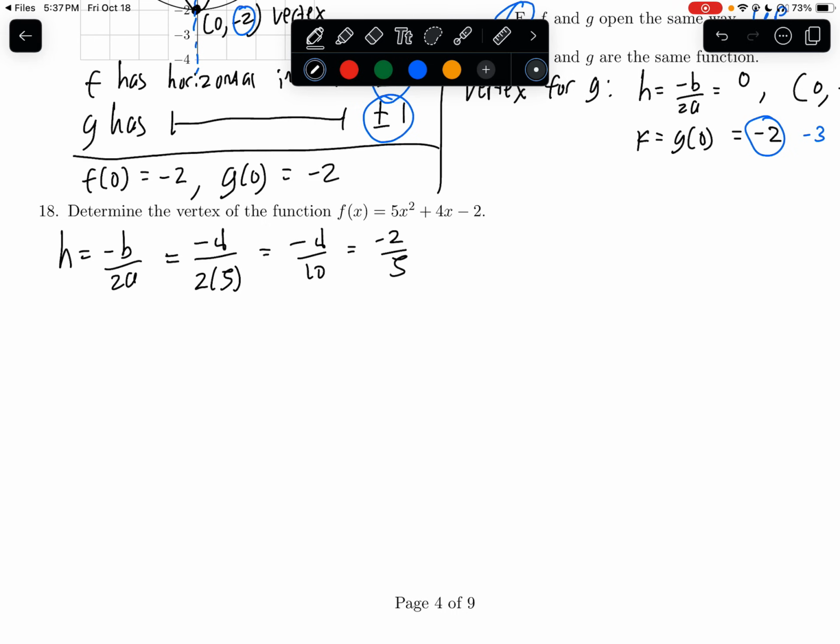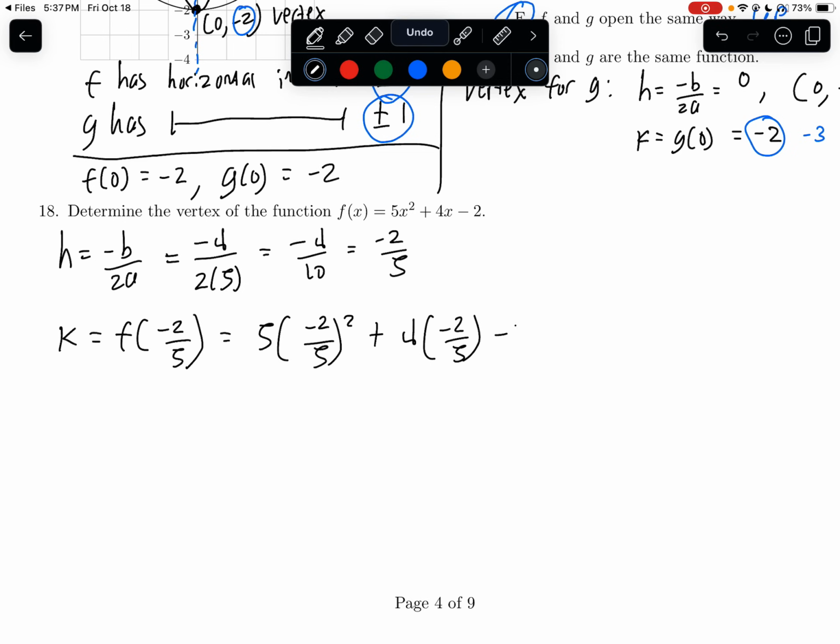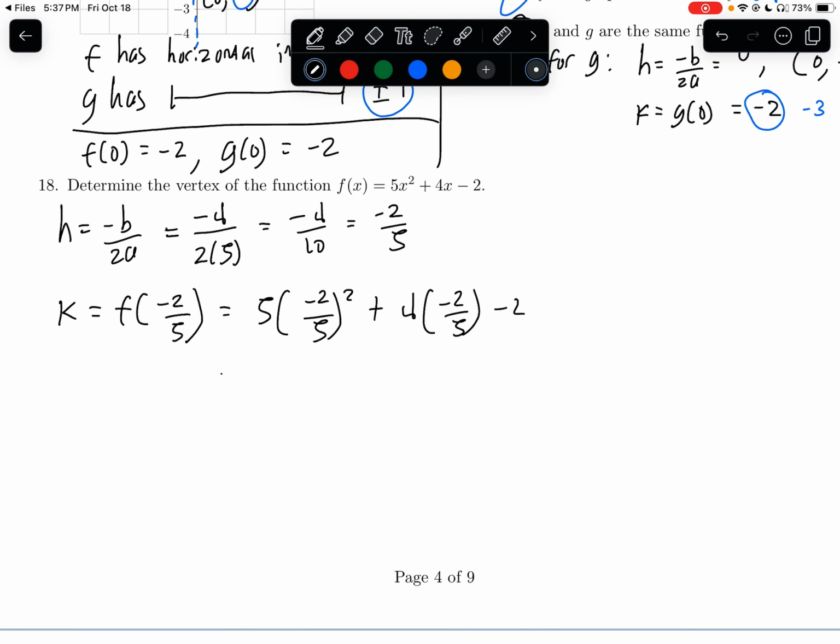So that would be the value for h, and then I want to get the value for k, which I do by evaluating the function at the h value, at the x coordinate for the vertex. If I put in negative 2 fifths, I have 5 times negative 2 fifths squared plus 4 times negative 2 over 5 minus 2. You could leave this as a fraction, or as a decimal, but you don't need to. So we have to square that first, which is 4 over 25. Minus 8 over 5 minus 2.